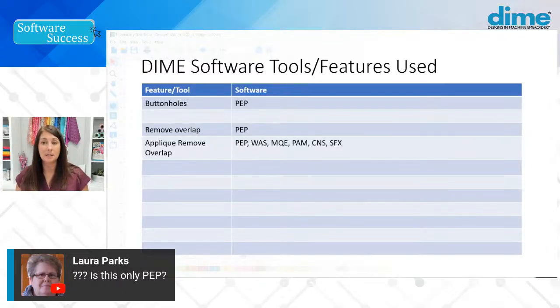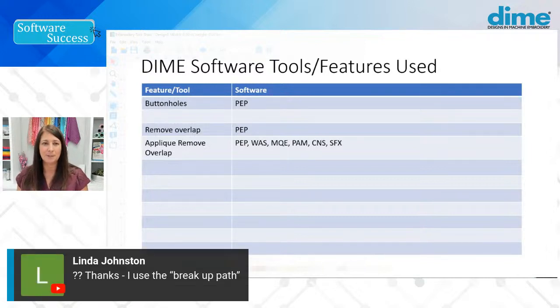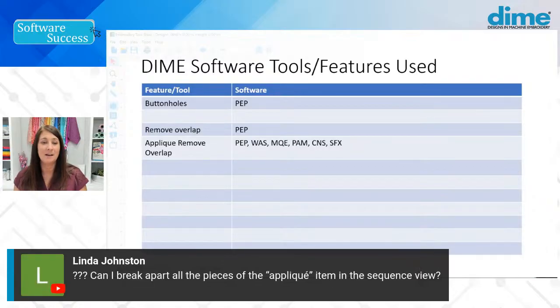When you select an applique object and right mouse click, you'll see that there if it is available in yours. Hopefully we'll get our comparison chart available so that you guys can certainly view that and double check since I failed to put that one in this list. So, and then thanks. And Linda says she uses breakup path. So yeah, great. It's a great tool.